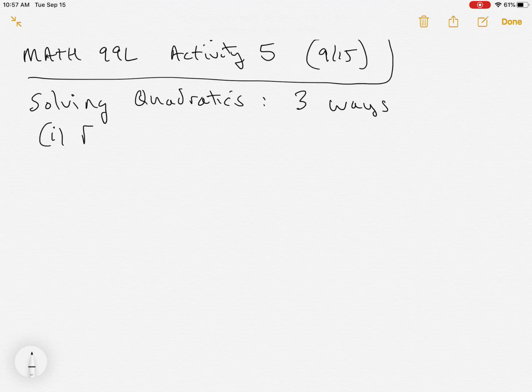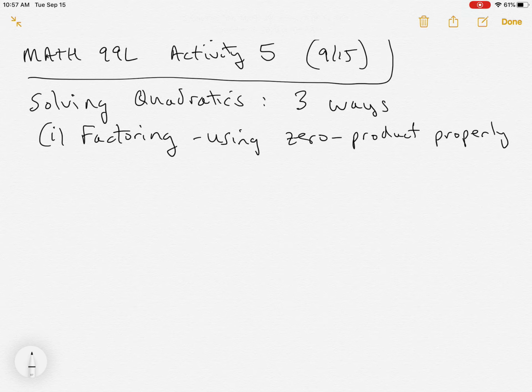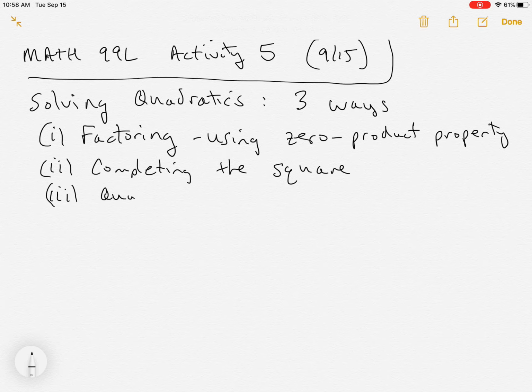The first way is by factoring the quadratic and using the zero product property. The second way, my favorite, is by completing the square. And the third is with the good old quadratic formula, which always works but is really easy to make mistakes with.